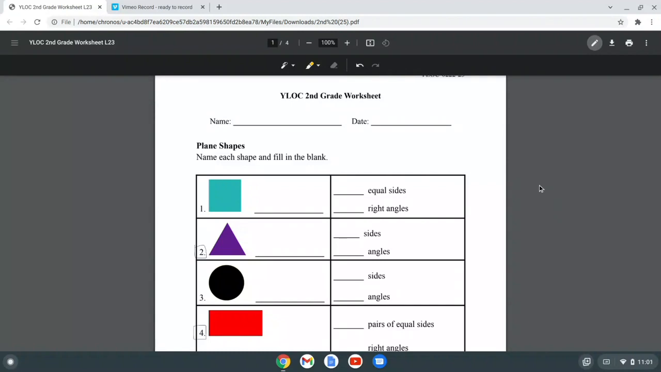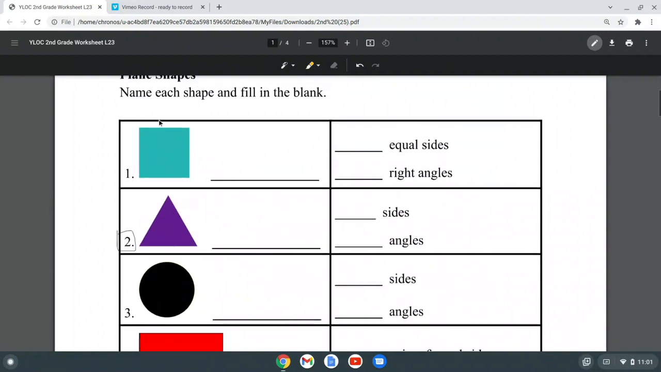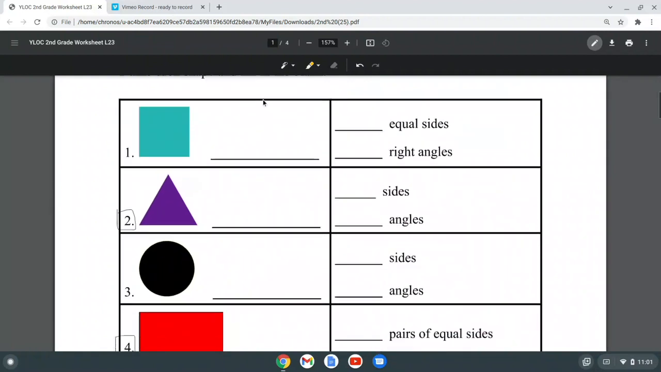Hello, today we'll be doing Wylock 2nd grade worksheet lesson 23. We'll be doing plane shapes. Name each shape and fill in the blank.